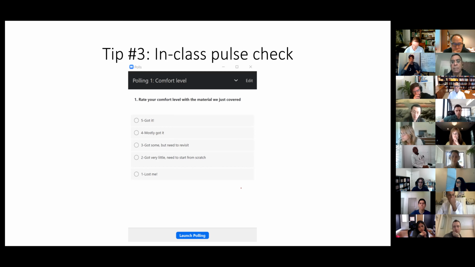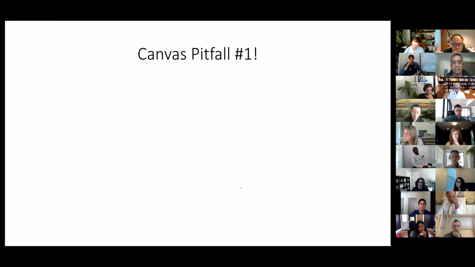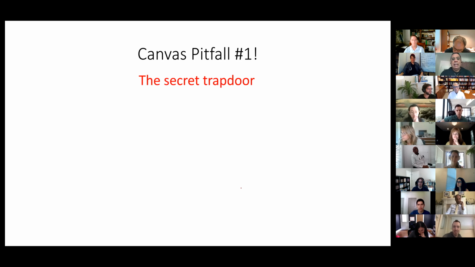Now for 3 pitfalls, which you may or may not know. These are Canvas pitfalls, and I feel stupid having fallen into all 3 of them, but maybe you already know, but let me explain. In Canvas, there's a secret trapdoor through which your students can enter and pretty much see everything, at least in my case.